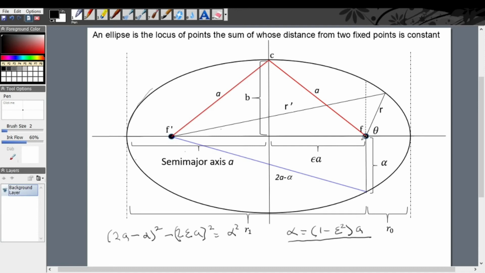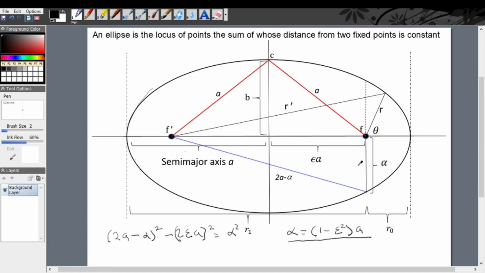the ellipse. And we can make a right triangle by including this blue line, whose length is 2a minus alpha. Again, the latus rectum's length is alpha, and so the blue line has to be 2a minus alpha because they're connected to 2 points on the ellipse from the foci, and that means they have to add up to 2a, and so this has to be 2a minus alpha. And then the line connecting the two foci is 2 times the eccentricity times a, or 2 epsilon a.